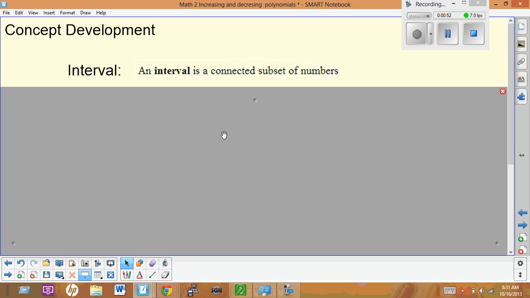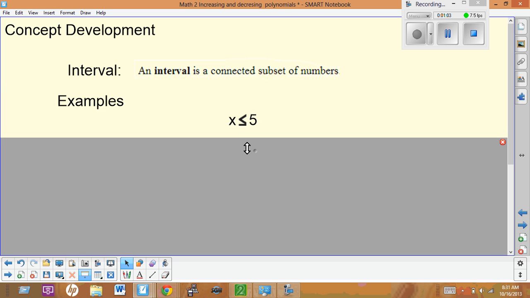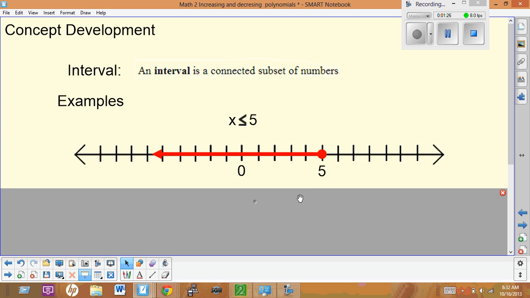Okay, so first of all, what is an interval? Well, an interval is nothing more than a connected subset of numbers. So usually when we see intervals, and you've seen them before, they're given to us by inequalities. We could say our interval is all the x's that are less than or equal to 5, and equal to means including 5. So if we think of all the numbers that are less than or equal to 5, we would say 5, 4, 3, 2, 1, 0, and then we have all the negatives, -1, -2, all the way to negative infinity. We could show that graphically like this.